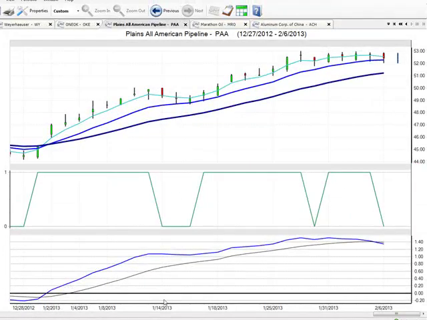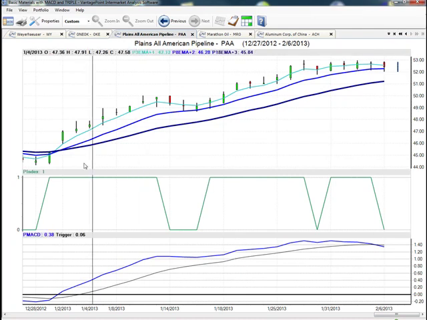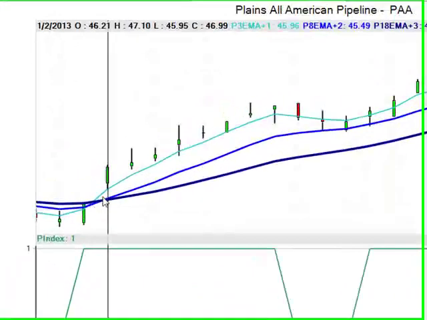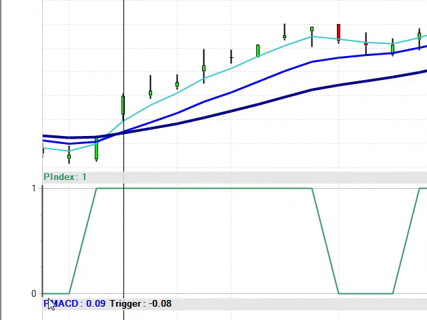above the zero line. Now this stock is called Plains All American Pipeline, and I'm going to bring you back to January 2nd, the very beginning of the year. You'll see here that the triple crossover was perfect. It crossed over to the upside, indicating that there may be an opportunity to get in the stock because it's expected to go up. The neural index was at a 0 and went to a 1 for 2 days in a row. That's confirmation to the triple crossover.